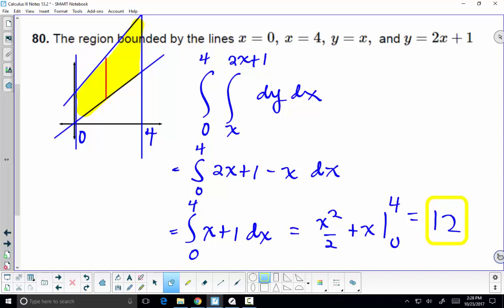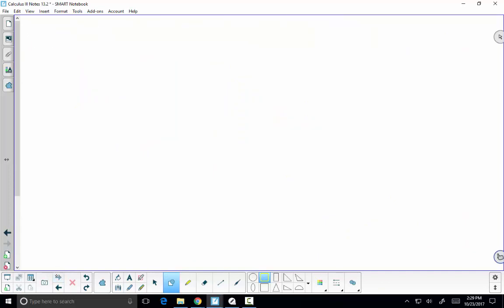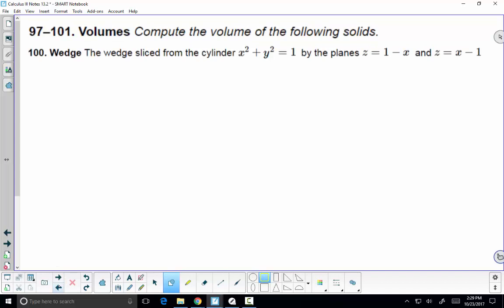All right, next, let's do, I think we just have one of these. All right, so wedge. We want to find the volume of this wedge. And the wedge is sliced from a unit cylinder, a right circular cylinder. We've got a right circular cylinder opening vertical. The planes, and between the planes, z equals 1 minus x and z equals x minus 1. So here, we can visualize the cylinder, and we know that two planes are intersecting it.